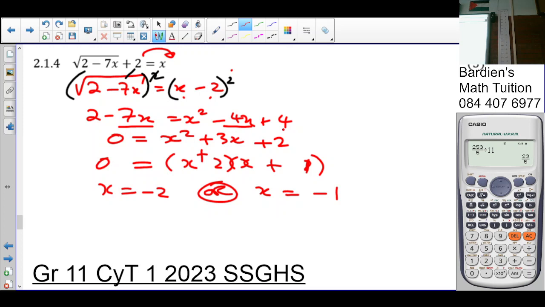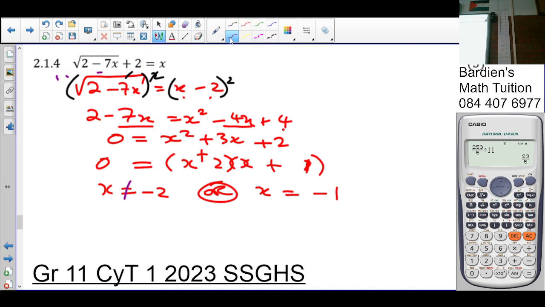But what do I need to do here? I need to check. Yes. So what I do is I put negative 2 into the side of the equal sign. It should give me an answer of negative 2. So if I put negative 2 in here, it's going to be 14 plus 2 is 16. The square root of 16 is 4, and 4 plus 2 is 6. So that one doesn't work. Now we go with the other one.